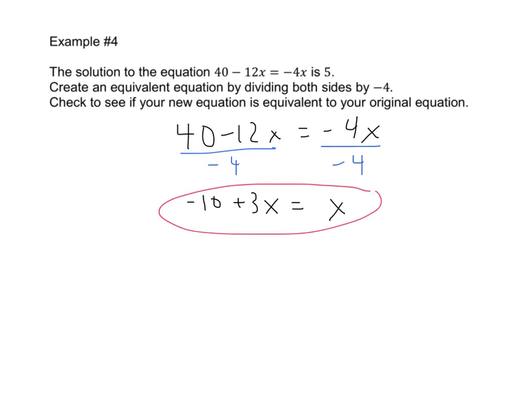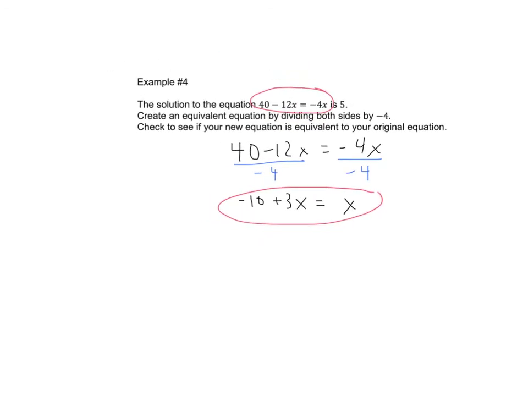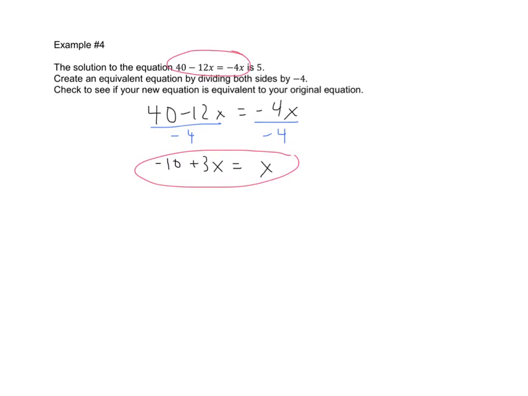And I'm saying that this equation is equivalent to what we started with. Negative 10 plus 3x equals x. That's equivalent to this equation. 40 minus 12x equals negative 4x. All right, let me prove it to you. Let me do a quick check. If those two equations are equivalent, they should both have a solution of 5.